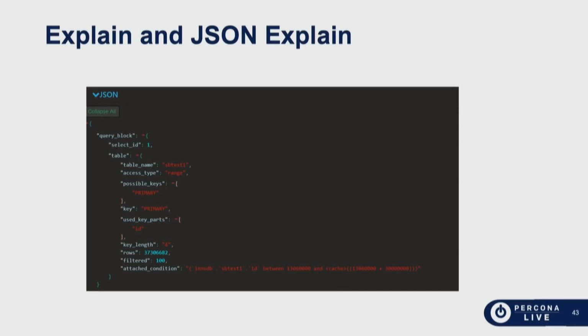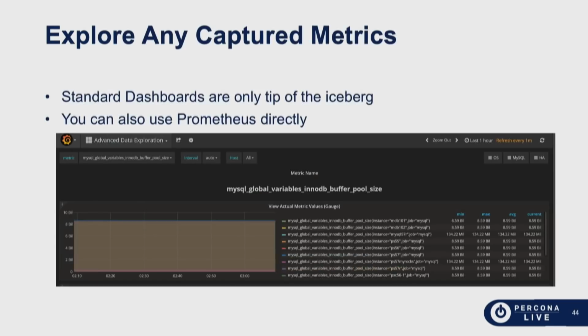We also provide explain. In this case, both JSON explain and your normal standard explain. I like JSON explain because it provides a lot of very detailed information about the query execution, much more detailed than the conventional table explain. And each and every version has really increased the amount of information which is available out there.